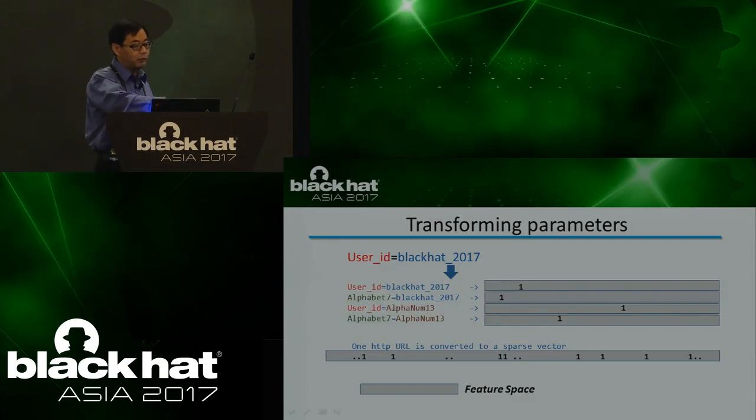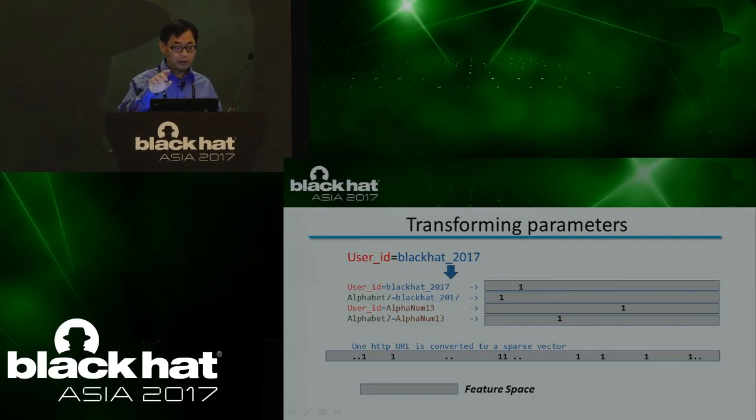Here we show one parameter being mapped to 4 features. Say a user ID. If you send a request to your C&C server, saying you are from Black Hat 2017, the user ID equals Black Hat 2017. The first feature we convert is just the original value itself. Second, we change the user ID, the key, to its type plus length, and keep the value as is. For the third one, we keep the key as is and change the value to the type and length. And for the fourth one, we change both to the type and length. So we effectively change one parameter to 4 features.